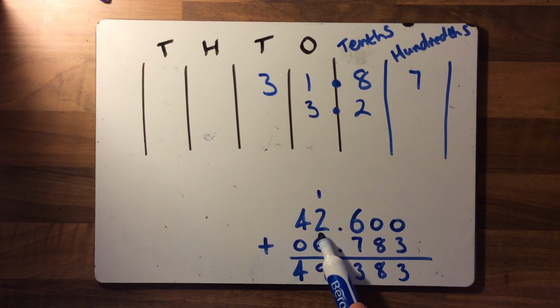And if we look at the original numbers, it looks correct, doesn't it? 42, a number that is larger than 42, a number that's larger than 6. 42 add 6 is 48, so it looks like a sensible answer, doesn't it? Which is really important.